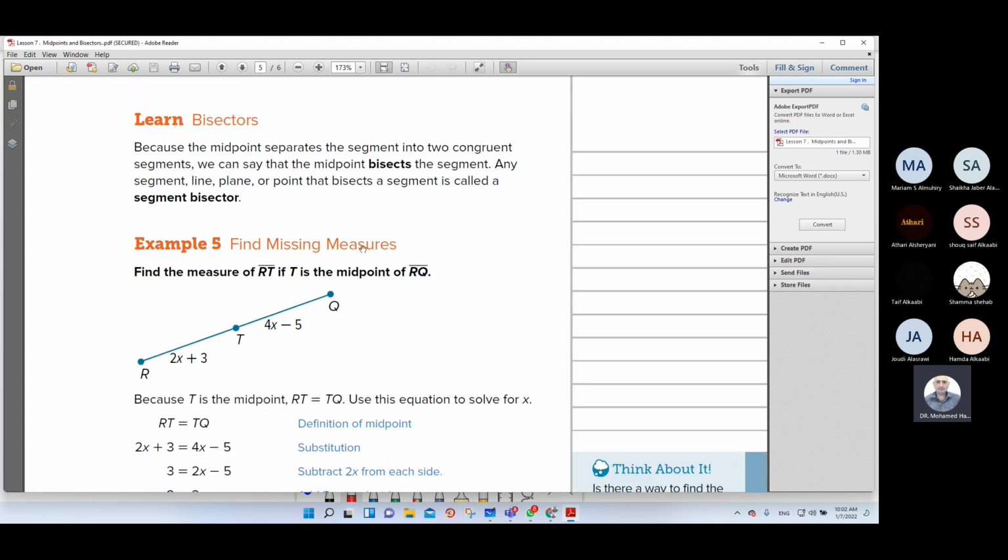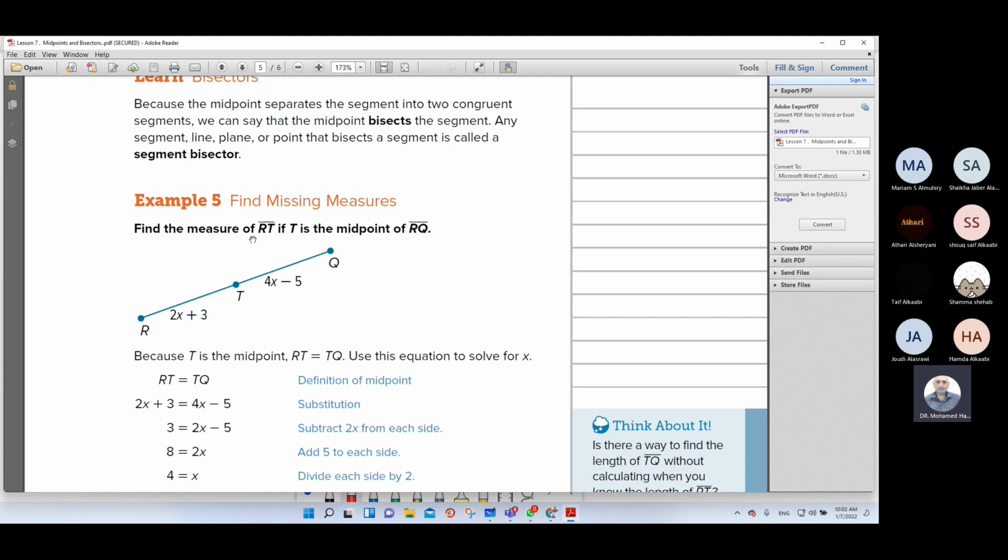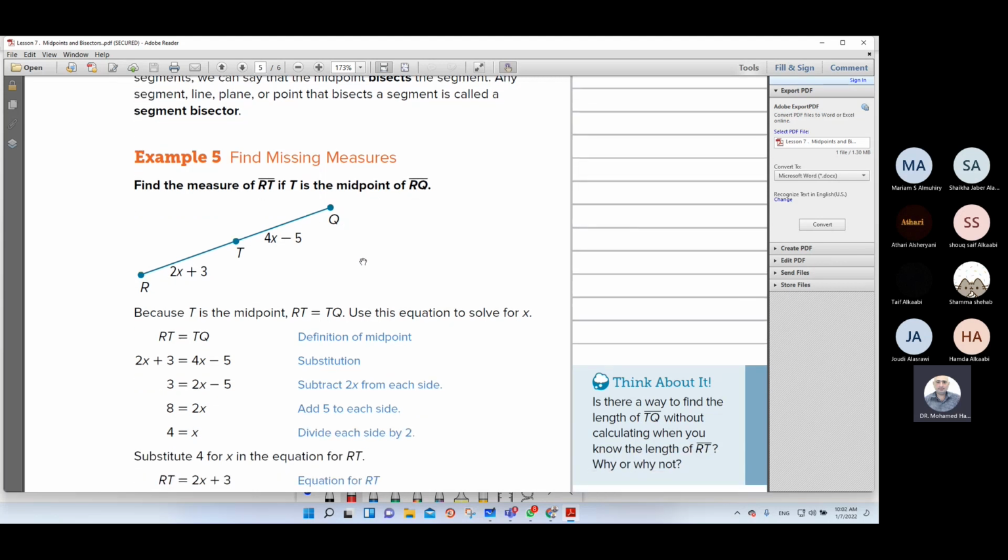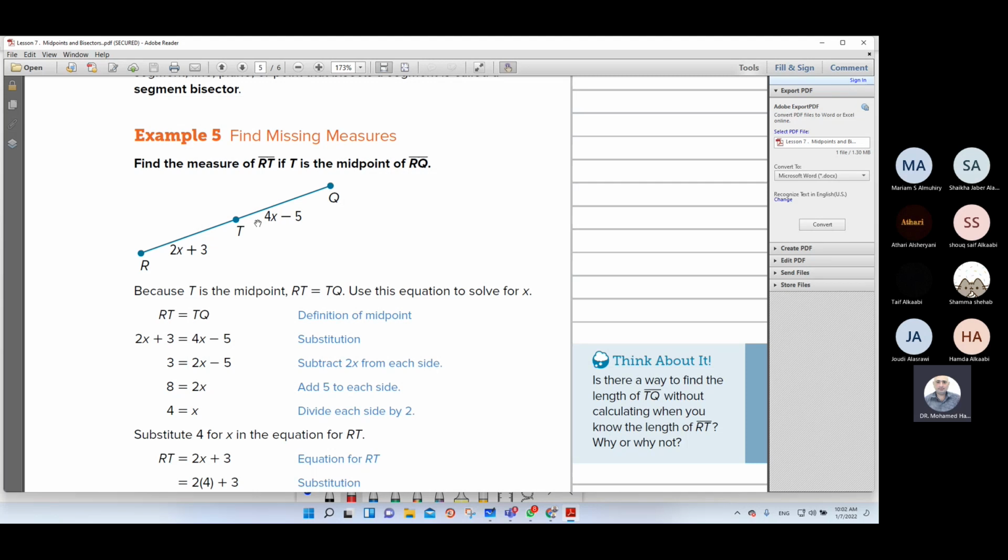For example, here, find the missing measures. Find the measure of the segment RT if T is the midpoint of the segment RQ. Now we have segment RQ, and T is the midpoint. The distance from R to T equals x plus 3, and the distance from T to Q equals 4x minus 5. To find the measurement of the segment, we must know the value of x. How to know the value of x? When T is in the middle, TQ equals TR. So because T is the midpoint, RT equals TQ.